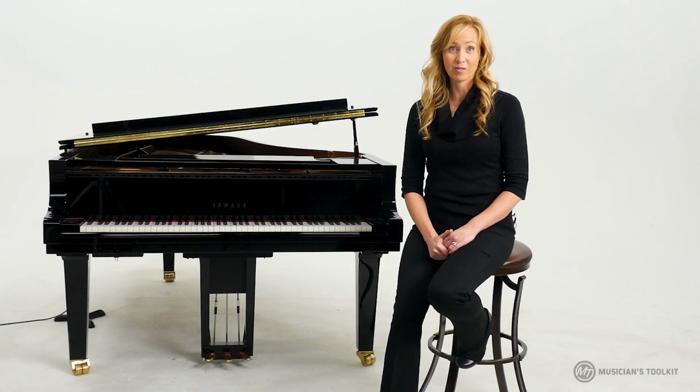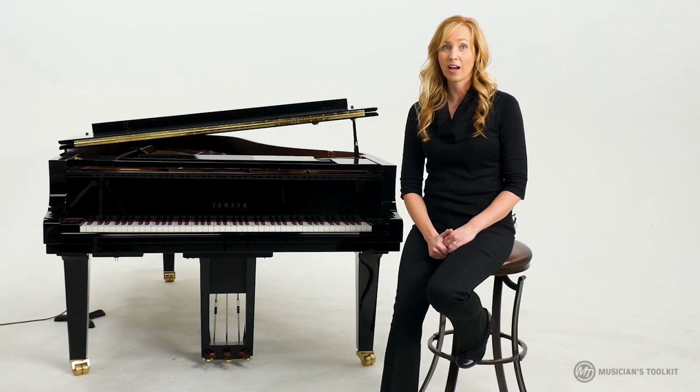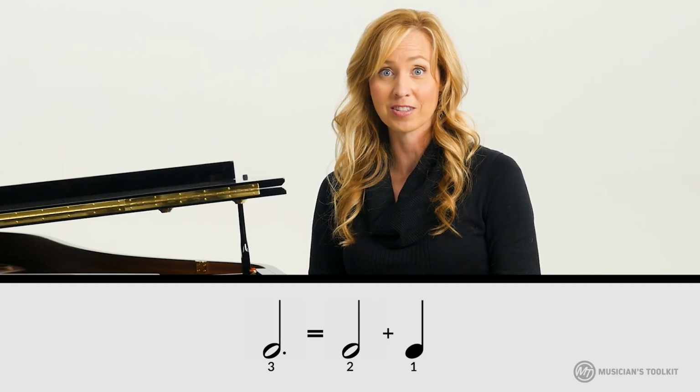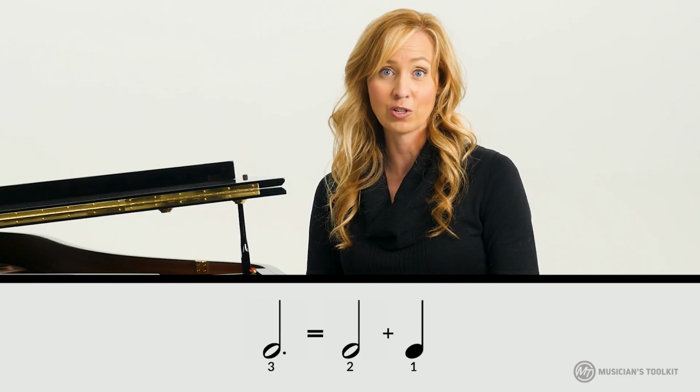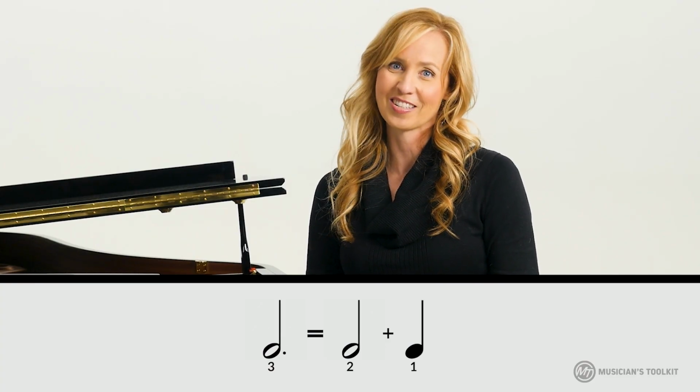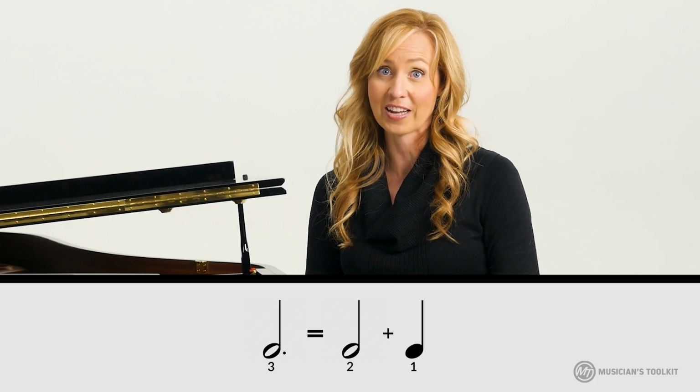Let's talk about dotted notes. It is important to remember that the same rule applies for all dotted notes. The dot is equal to half the value of the note that it's attached to. For example, a dotted half note is worth 3 counts. The half note is worth 2, and the dot, which is half of 2, is worth 1. 2 plus 1 is 3, so a dotted half note is worth 3 counts.